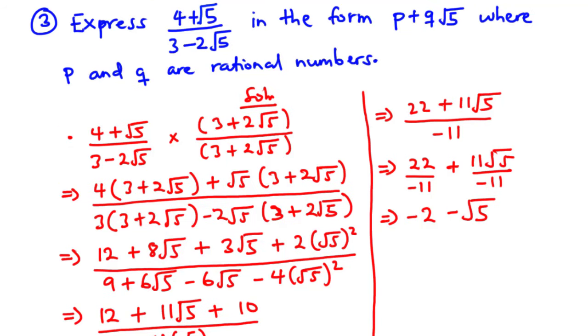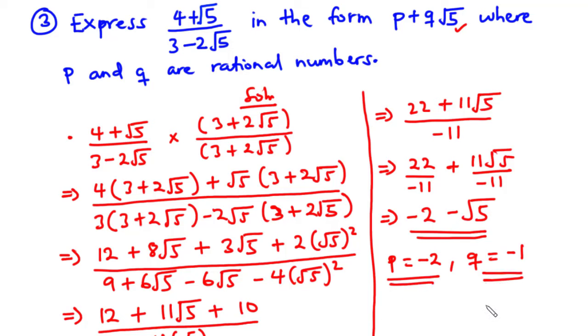Now let's go back to the question. According to the question, we are to put the expression in the form p plus q root 5 so that we can find the value of p and the value of q. Now we have this expression in this form. So comparing these two expressions, we have p to be equal to negative 2 and then q to be equal to negative 1. The coefficient of the square root of 5 is negative 1. So this is the value of p and q. So let's solve our last example.